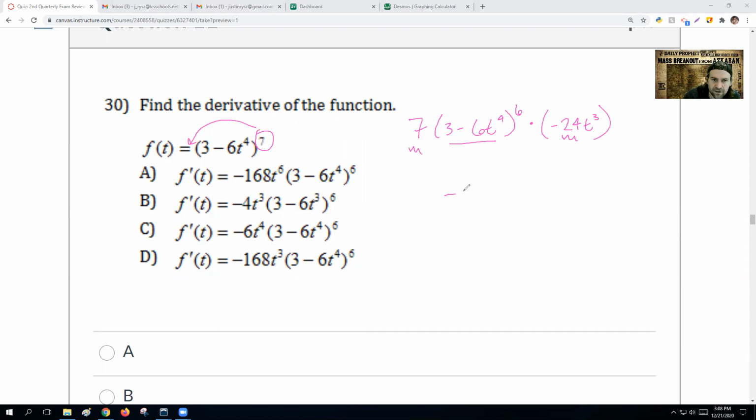And we get a negative 168t to the 3rd power times 3 minus 6t to the 4th, and that's all to the 6th. So that looks like choice D.